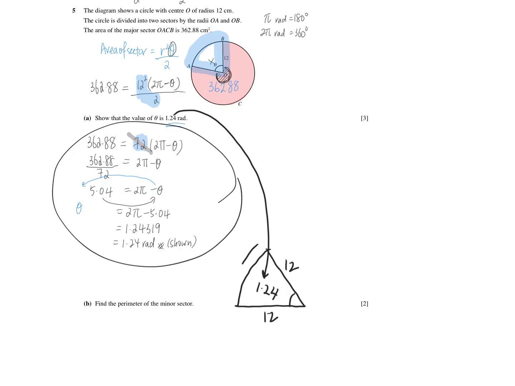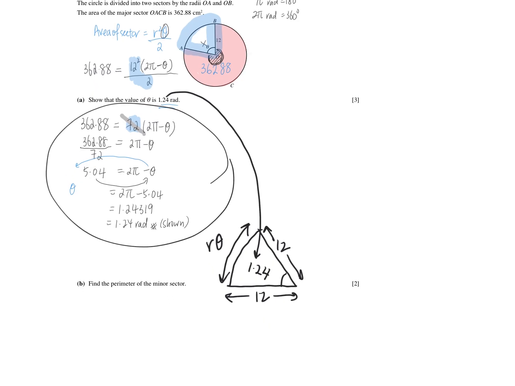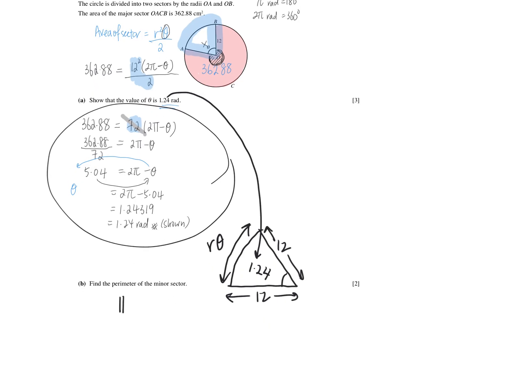So arc length for this one is r times theta. And then these two perimeter, you add up. So to find perimeter, you use radius times 1.24. Okay, I strongly recommend that you can use the more accurate one here. If you have. If you don't have, then you use 1.24. Okay, and then plus the 12, plus the 12.